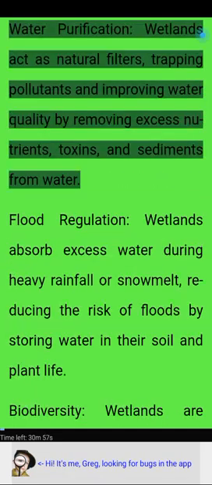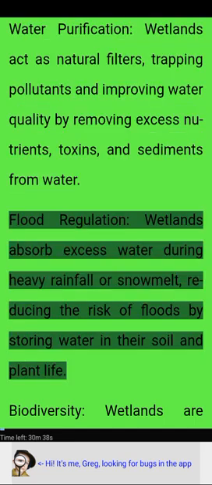Key functions of wetland ecosystems. Water purification. Wetlands act as natural filters, trapping pollutants and improving water quality by removing excess nutrients, toxins, and sediments from water. Flood regulation. Wetlands absorb excess water during heavy rainfall or snowmelt, reducing the risk of floods by storing water in their soil and plant life.